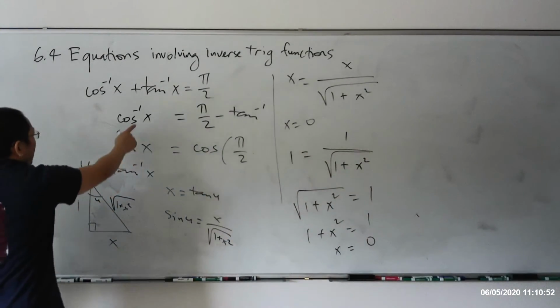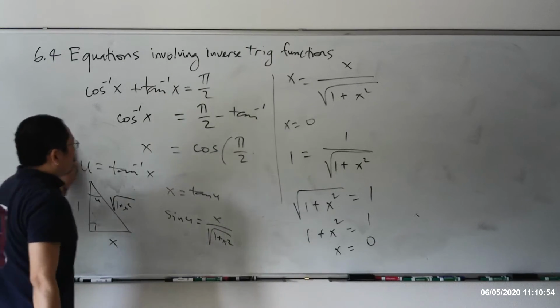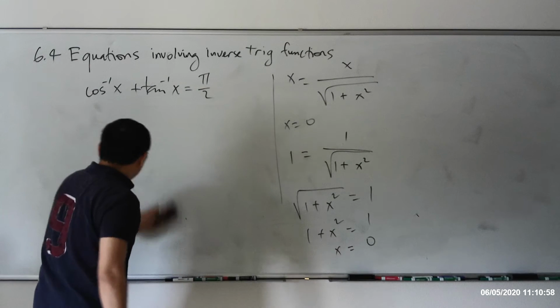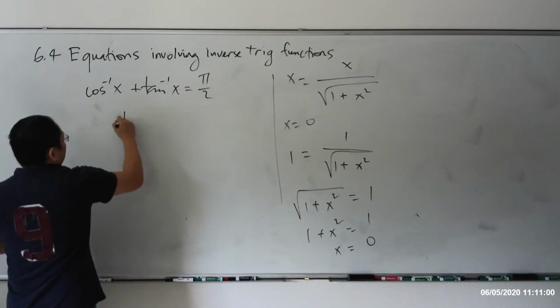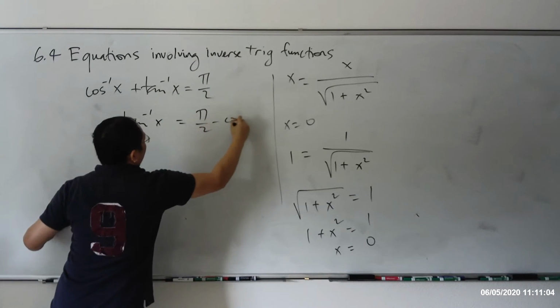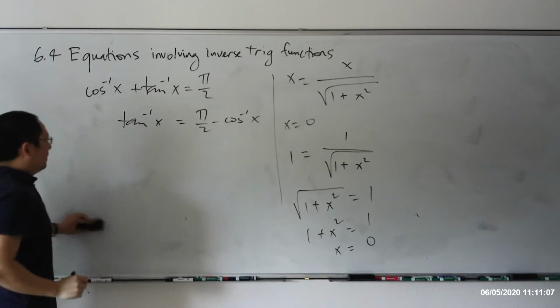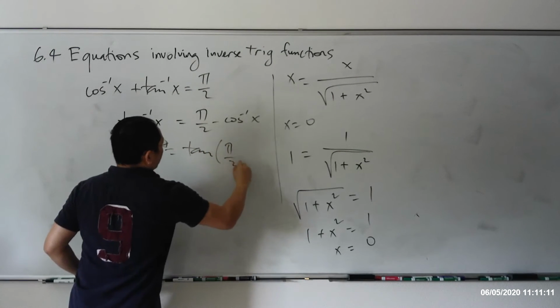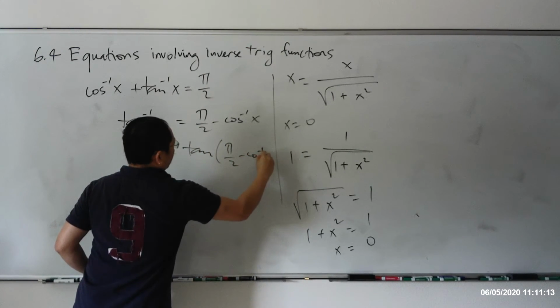And I showed you right here, I solved for the cosine inverse of x. What if I want to solve for tangent inverse? Let's see what we got. Tangent inverse of x equal to pi over 2 minus cosine inverse of x. So x equal to tangent of pi over 2 minus cosine inverse of x in here.